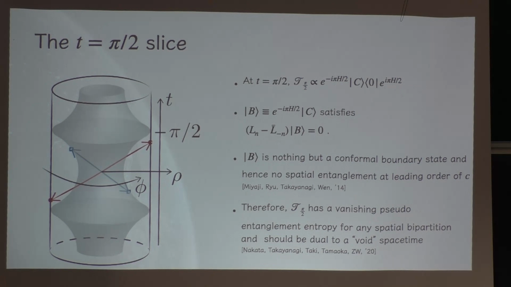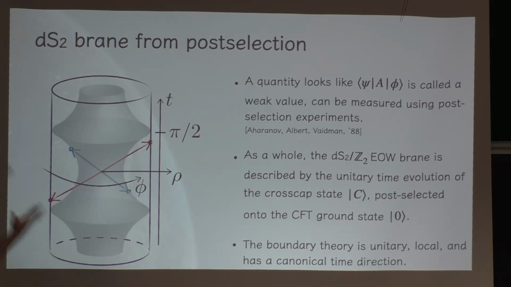Okay, let us try to interpret the whole setup as a post-selection. So as we explained, for each time slice, the quantity we compute on the time slice is given by something like this. It's sandwiched by a different bra and ket. So this kind of thing is actually called a weak value, and it may look unphysical, but it's actually measurable using post-selection experiments.